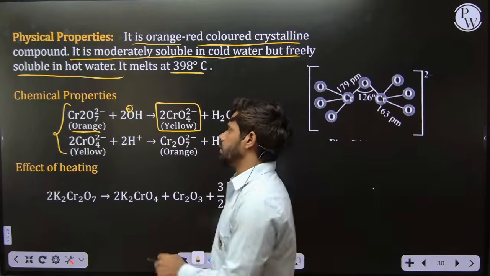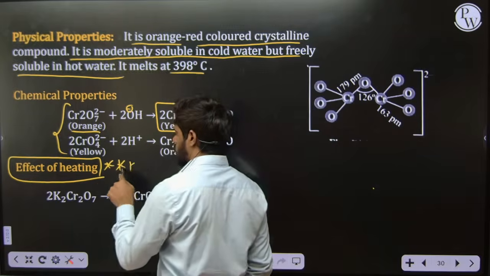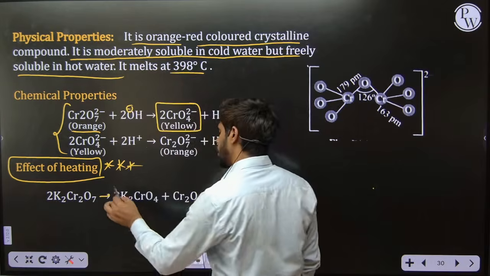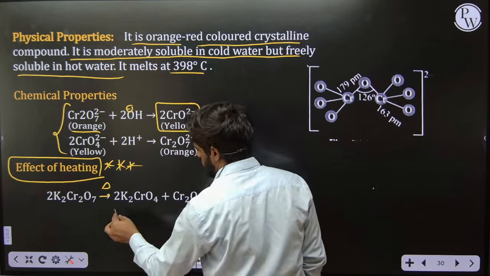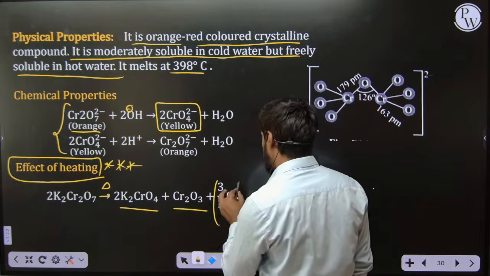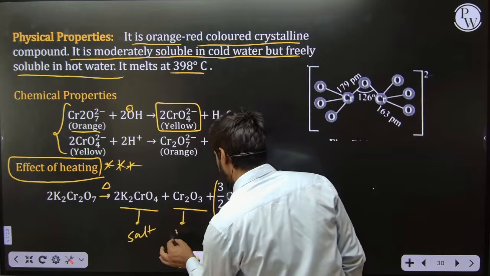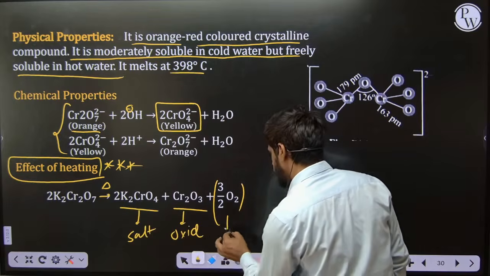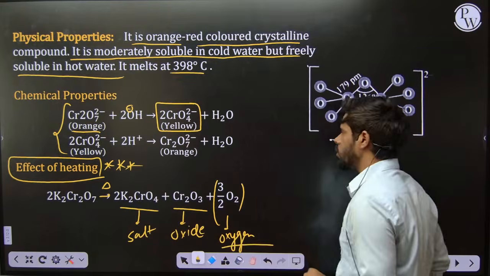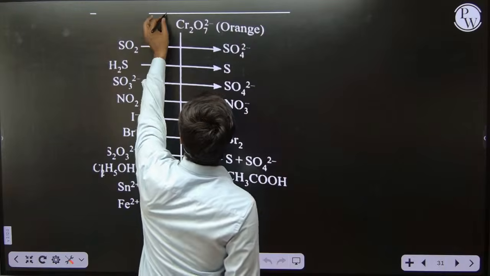Effect of heating is also very important. It was asked many times. When we heat potassium dichromate, it gets converted into potassium chromate and chromium oxide with oxygen. So one salt, oxide, and oxygen will be formed. This is the heating effect of sodium dichromate, potassium dichromate basically.